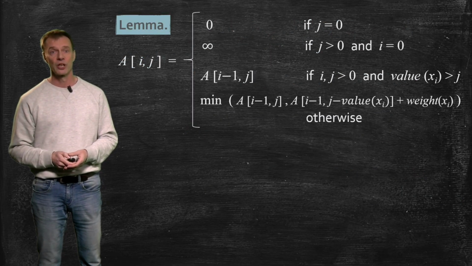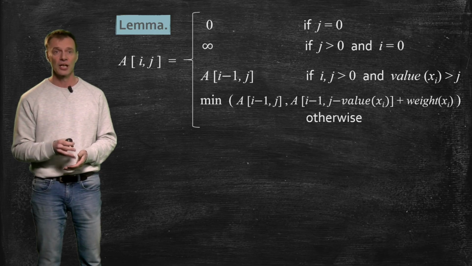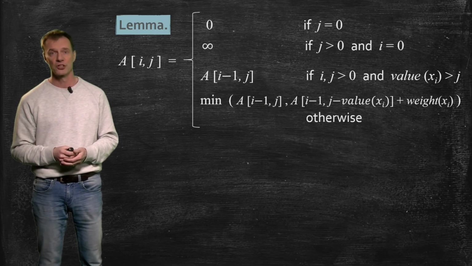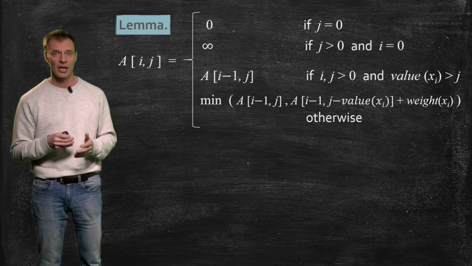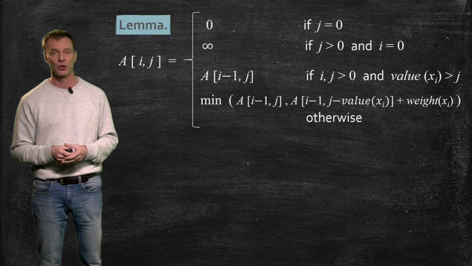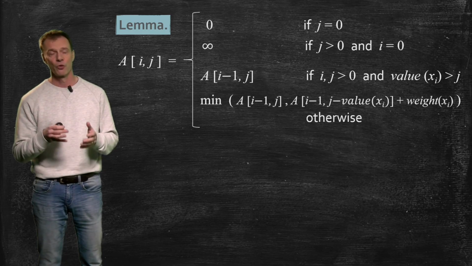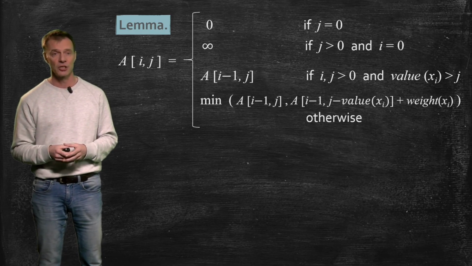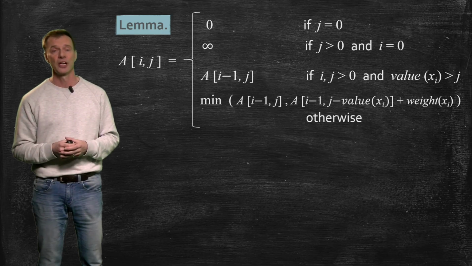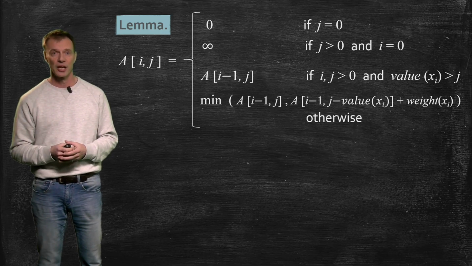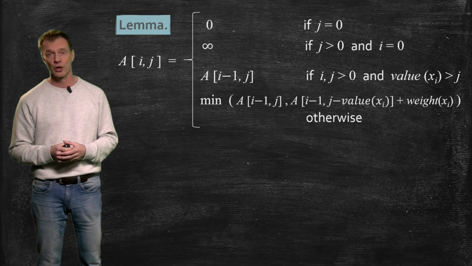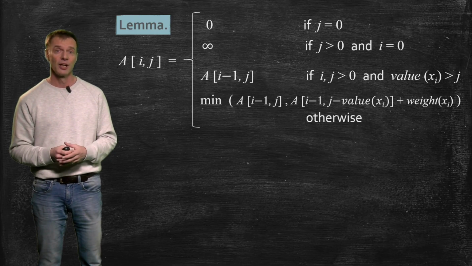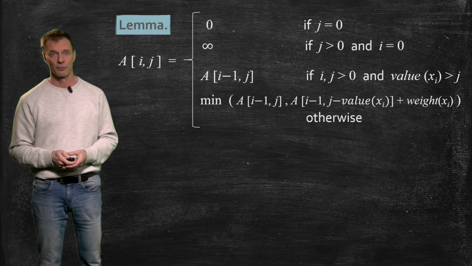So that leads to the following final formula that we get. a_ij is, well, we had two base cases, i equals 0 or j equals 0. And in the general case, when both are bigger than 0, we have two cases. One for where the value of x_i is bigger than j. In this case, we're not allowed to include x_i, and the value is simply a_{i-1,j}. Or if the value of x_i is at most j, then we also have the option to include x_i, and then you get this other recursive formula.